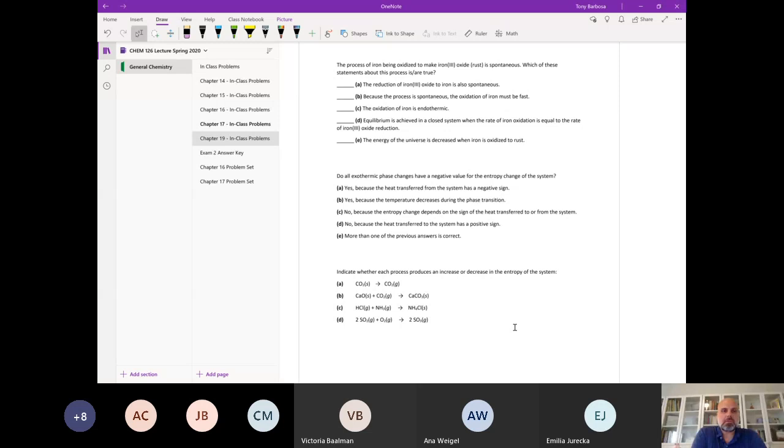So sample problems. They're all posted on Canvas if you want the paper versions of these. All right, let's go for the first problem. The process of iron being oxidized to make iron(III) oxide, or rust, is spontaneous. Which of these statements about the process is or are true? You have to go through A through E and let me know in the chat which ones you believe are true. Take some time and go through to understand this. Give you all a chance to think about it.